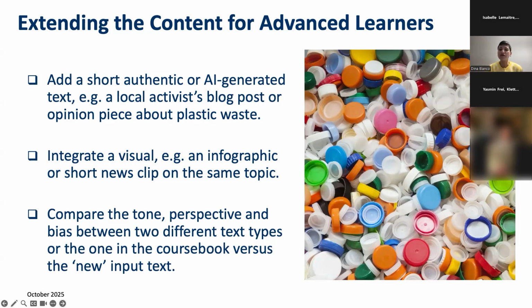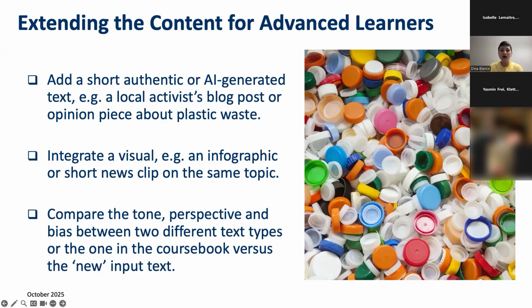What we could do, for example, is create a short text which would be different from the one in the course book, perhaps looking at the garbage patch. It talks about the garbage patch from perhaps a local activist's blog post or opinion piece. We can also integrate a visual, an infographic, or a short news clip. We can also get learners to compare the tone or perspective from two different text types that we've created. So that's one way we can differentiate the content.